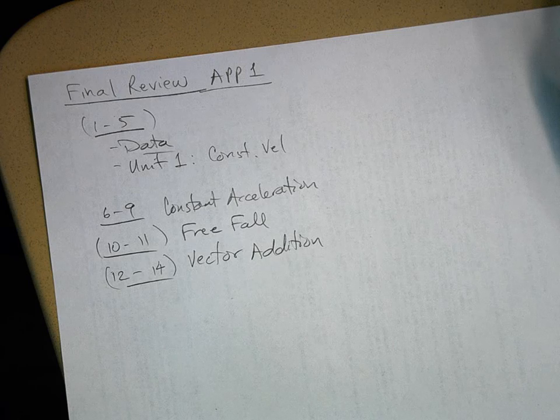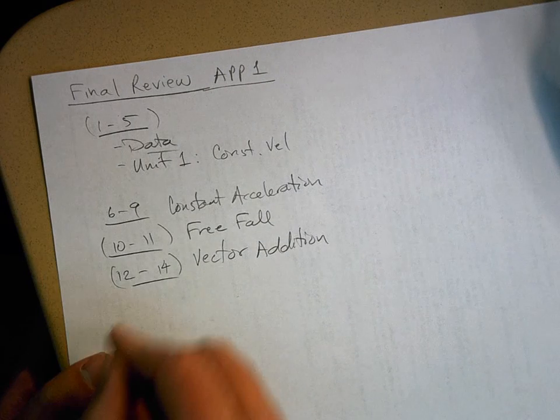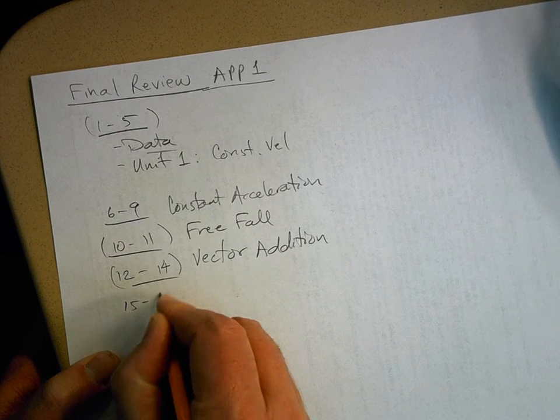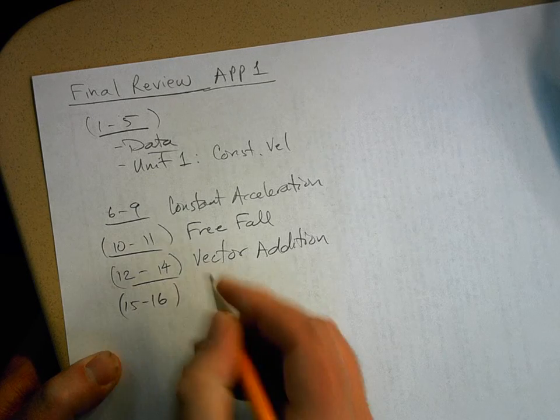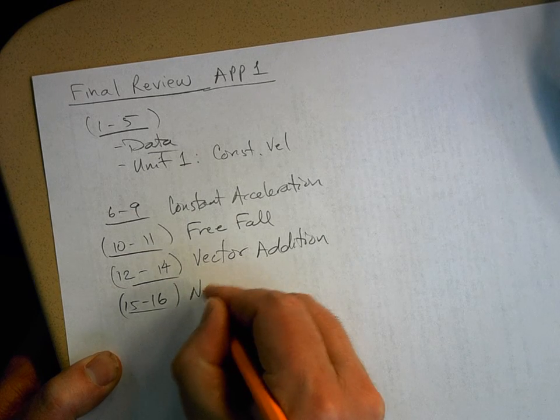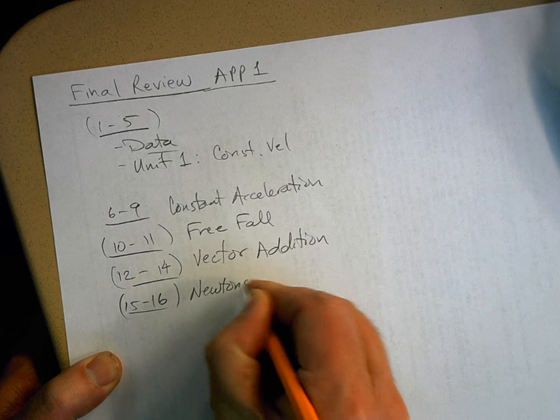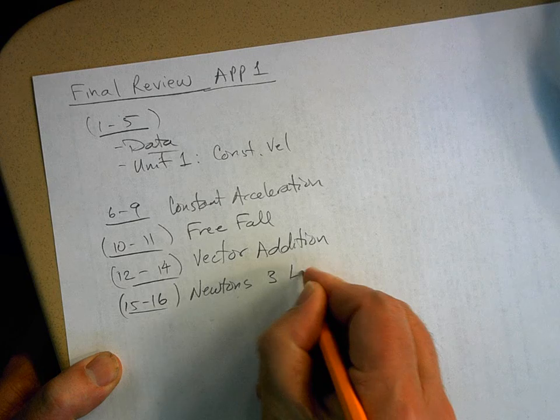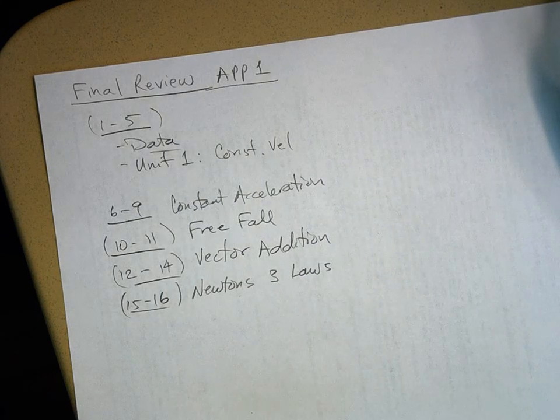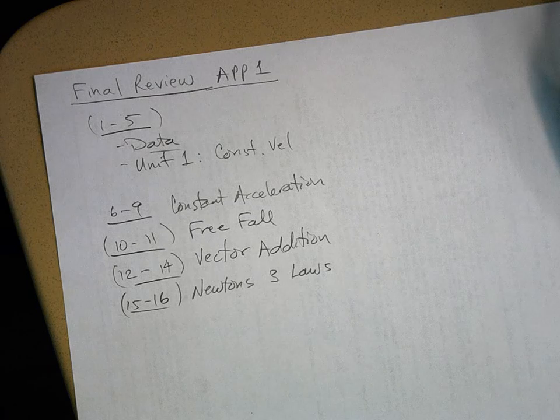And then problems 15 and 16. There's only two of them. Newton's laws. Newton's 3 laws. Make sure you know qualitatively what those laws mean. The first law, second law, third law. Especially the third law, the interaction. If there's a force on one object, there must be an equal and opposite force on another object somewhere in the universe.